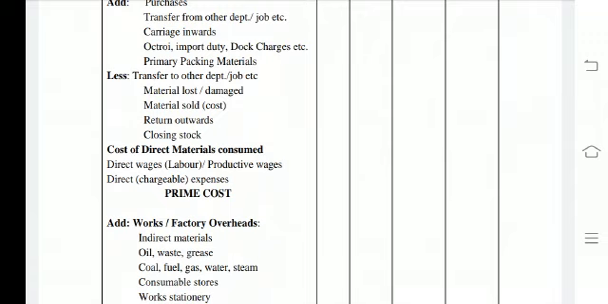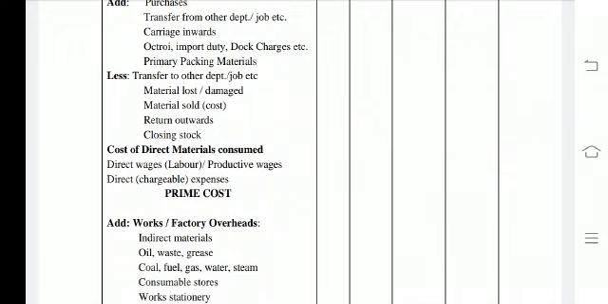For that, add direct wages and direct expenses. So finally you get the prime cost. This is very important because in an examination they ask the question for 5 marks, or even for 20 marks. So how to calculate prime cost? Now you understood, these are the various expenditures incurred, and finally the prime cost should be taken.